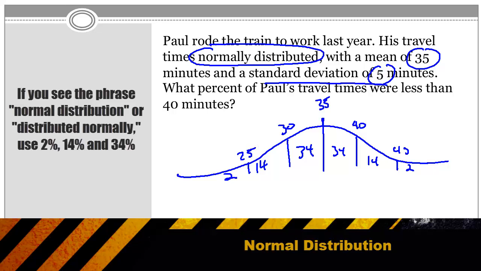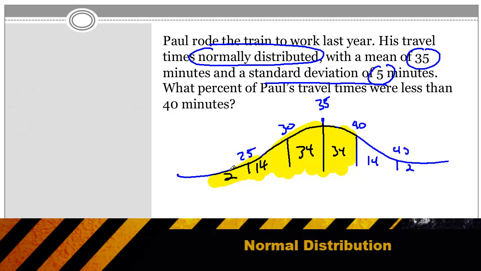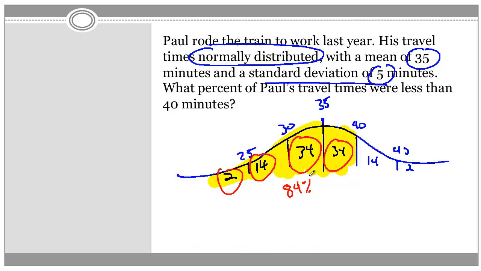The question wants to know what percentage of times were less than 40 minutes. So they want to know this yellow region, everything to the left of the first positive deviation. So I just simply add my percentages, 34 plus 34 plus 14 plus 2, for a total of 84%. So super easy, but I absolutely had to know the percentages associated with normal distribution.